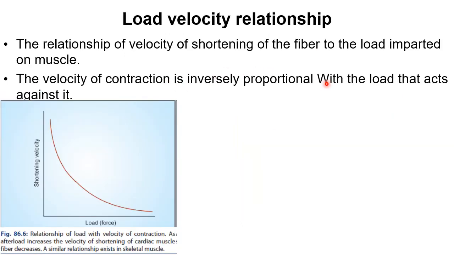Now moving on to another important property, that is load velocity relationship. This is the relationship between the velocity of shortening of the fiber and the load imparted on the muscle. The velocity of contraction is inversely proportional to the load that acts against it. That is another simple property which is possessed by cardiac myocyte.